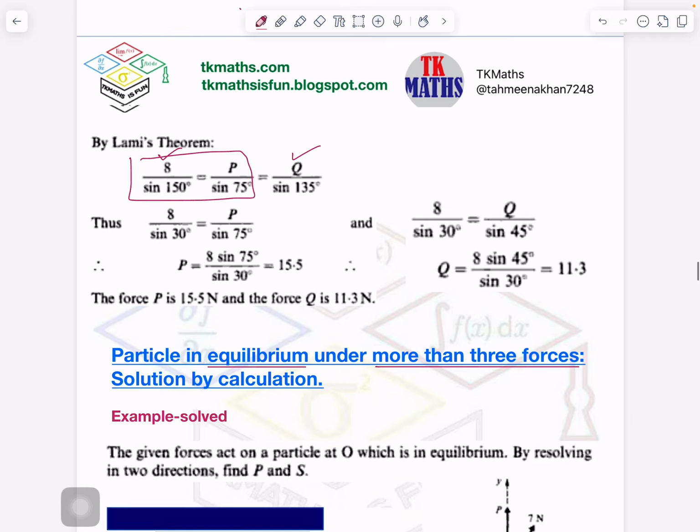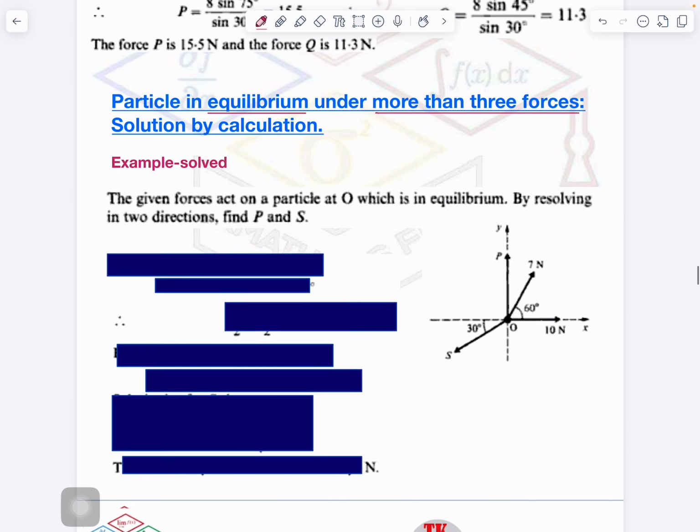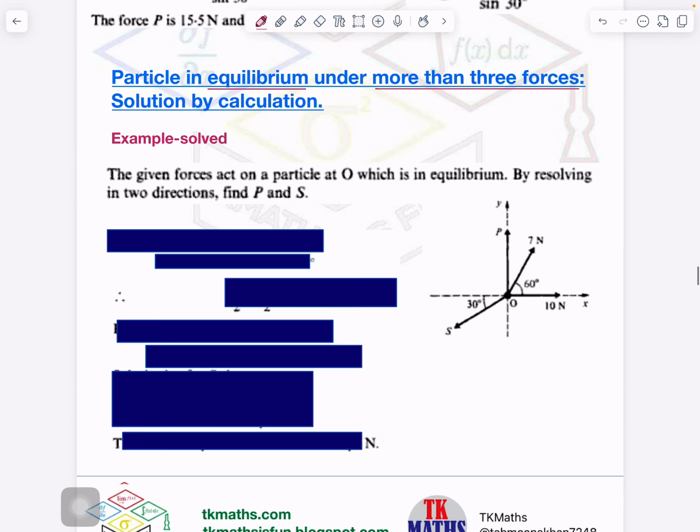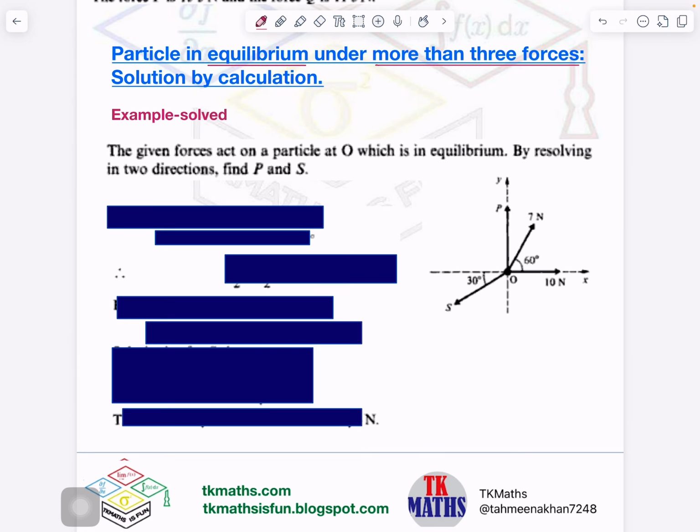Now, particles in equilibrium under more than 3 forces, solution by calculation. So I have taken here this solved example first, and I will show you how to resolve it so that we have a recap also. So we will solve it along x-axis and along y-axis. Sometimes name is used along OX and along OY. Okay. So first of all, parallel to x-axis, how many forces are here?